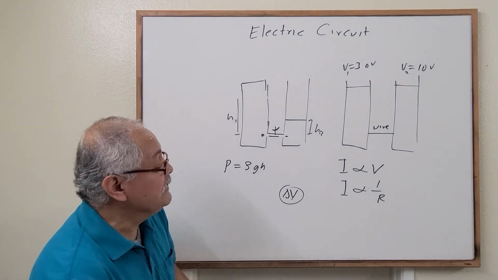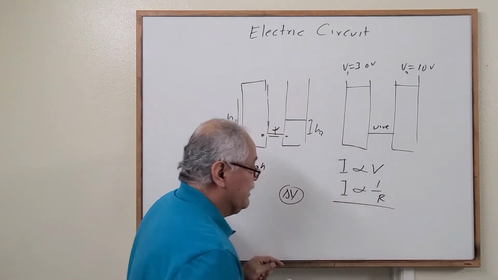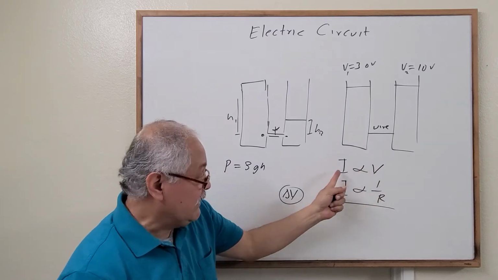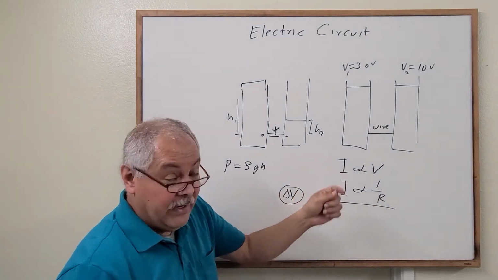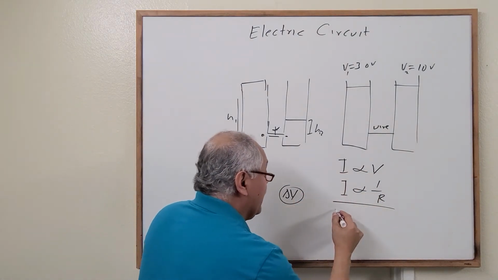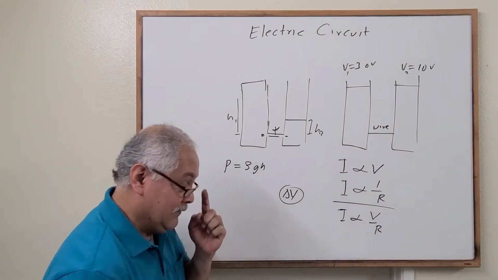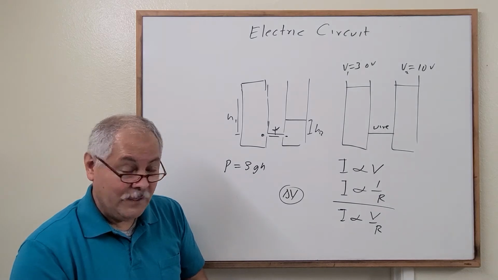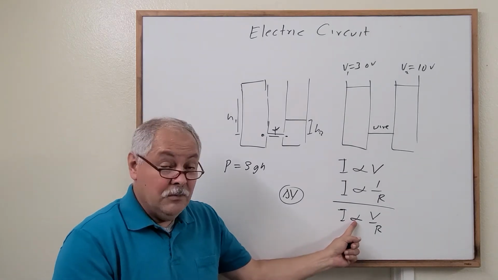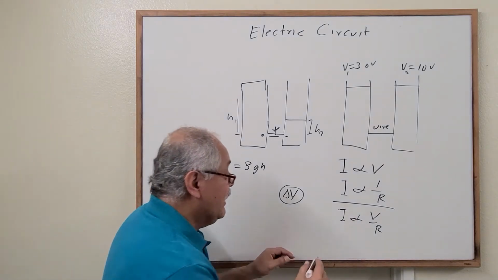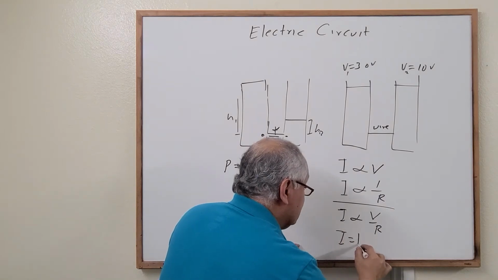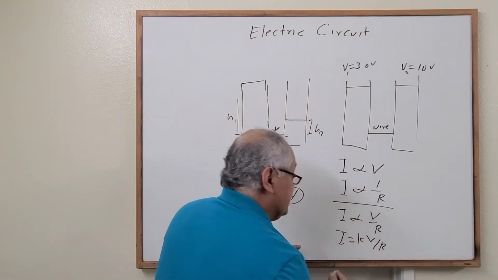Correct? Perfect. Now let's combine these two concepts. Remember, these are factors that act on the current, so the factors multiply. So how do we have it? Current is proportional to voltage over the resistance. Alright? How do we eliminate this symbol? Using a constant. So current is equal to a constant times voltage divided by the resistance.